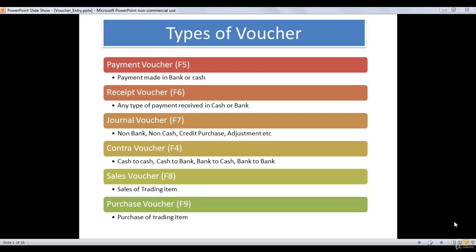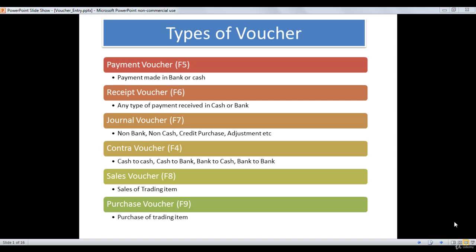I have a training institute and I am, let's say, purchasing a computer. I have purchased a 1 lakh rupees computer. Out of 1 lakh, I have paid 70,000 and 30,000 is on credit, because that's the payment I am willing to pay after, let's say, 30 days or 60 days. So here in the payment voucher only the 70,000 rupees payment will be entered. What will happen to the rest of the 30,000, I'm going to discuss.